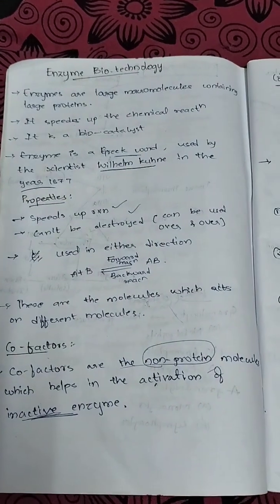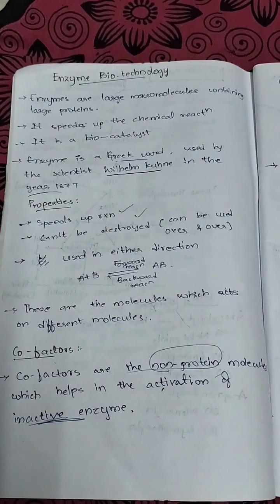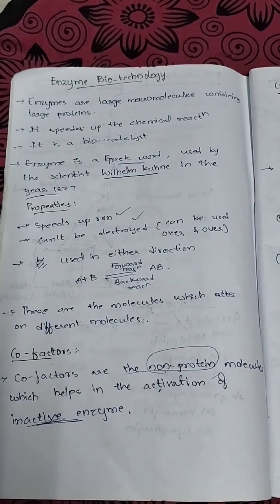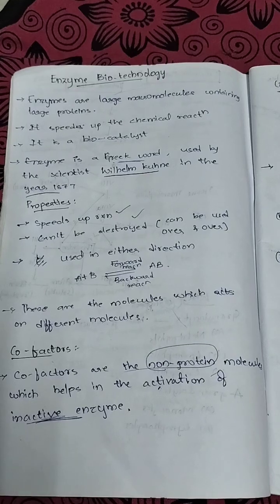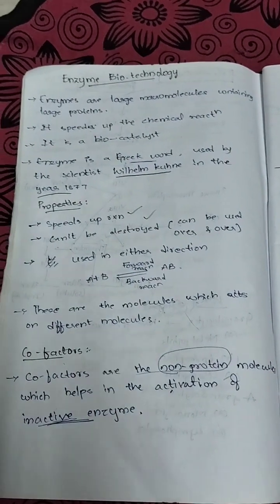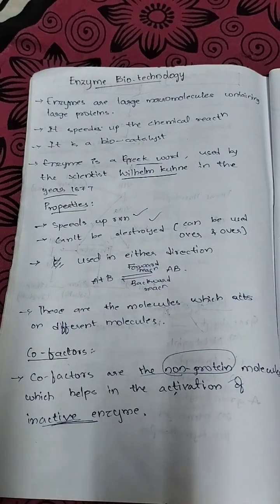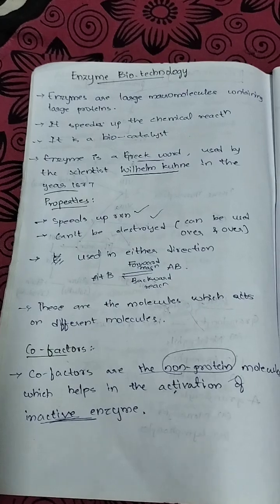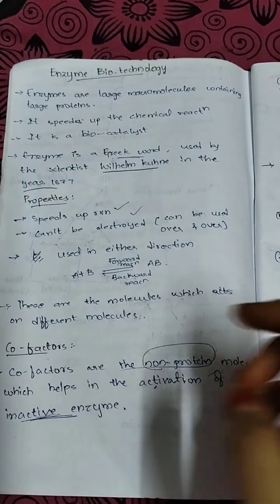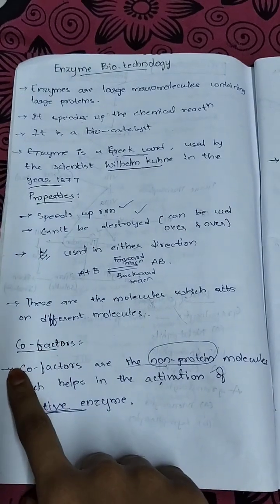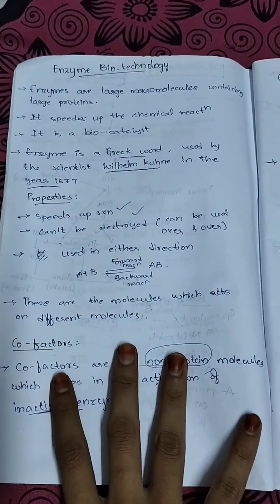The term enzyme is obtained from a Greek word by the scientist Wilhelm Kuhne in the year 1877. The properties of enzymes are that they speed up the reaction, so they act as biocatalysts. They cannot be destroyed. They can be used in either direction, forward or backward. And these are molecules which act on different types of molecules.